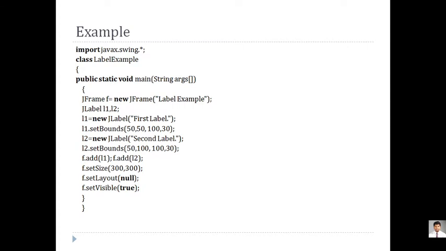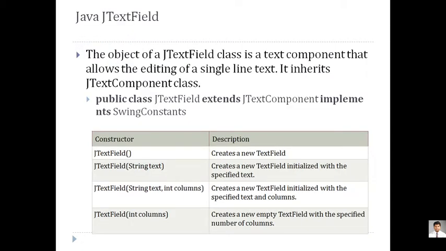So f.add, I have added label 1. Same way, I have added label 2. Then I have set the size of the frame, because I am adding everything on my frame. So two components are added. Now I am setting the size of my frame, 300 by 300 pixels. Now I don't want a layout, so I have not said anything, so it is null, and I have made it visible. So automatically the label will be made visible on my screen and will be visible for everyone.